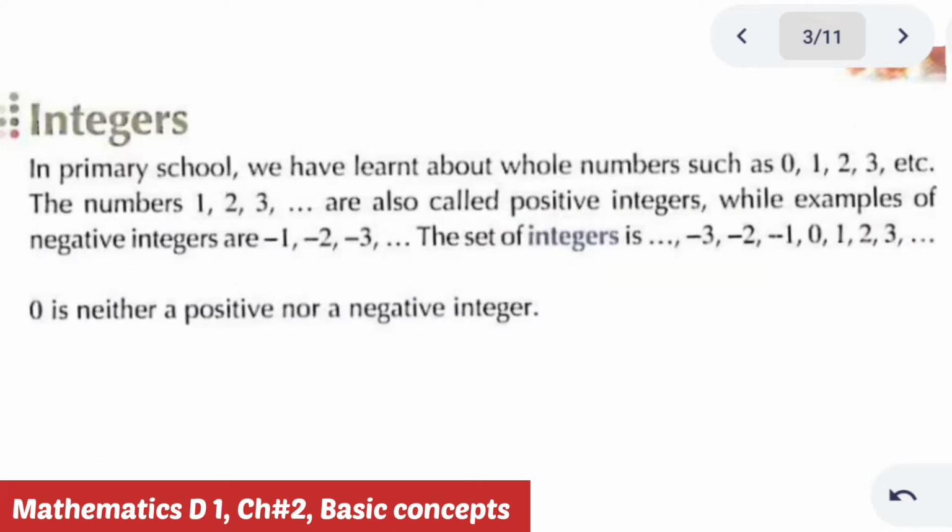Similarly, regarding the concept of integers, the numbers 1, 2 and 3 are also called positive integers, while examples of negative integers are minus 1, minus 2, minus 3. The set of integers starts from the negative numbers, comes to 0 and then goes on with the positive numbers. So the positive whole numbers and the negative whole numbers are called integers, in which 0 is neither a positive nor a negative integer.